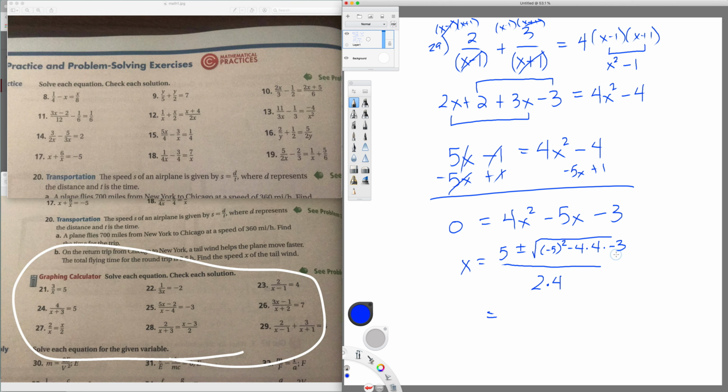The inside of that, I just typed it in. If you take 25, which is the negative 5 being squared, minus 4 times the negative 3, I get 73. So I get 5 plus or minus the square root of 73 over 8. And that is horrible, but I'm going to go with it. So that's 21 through 29. Hope this helps you out.